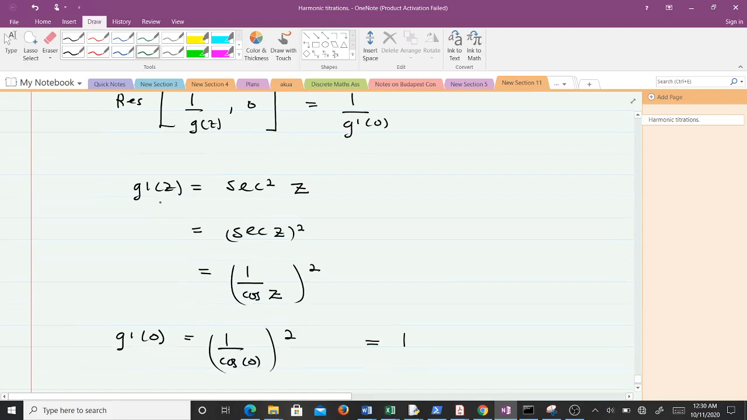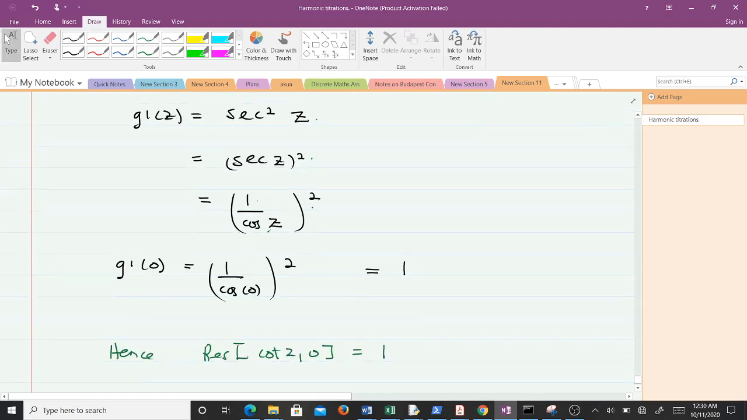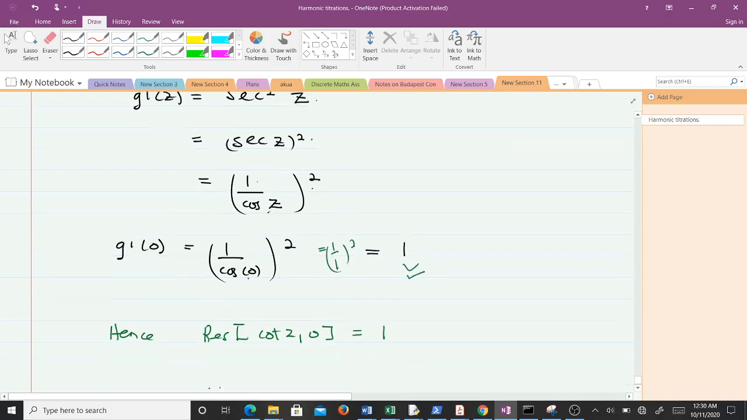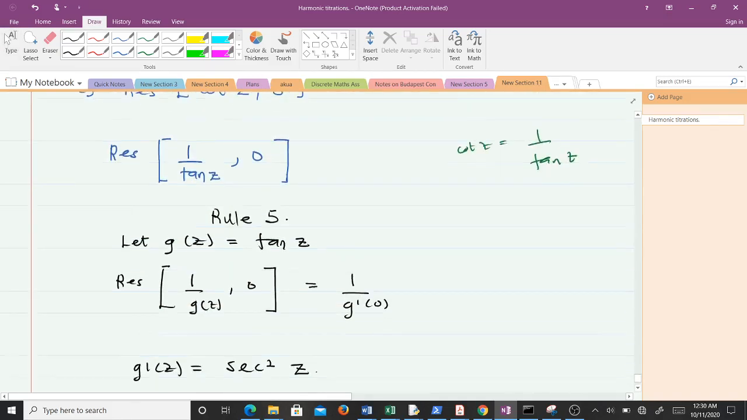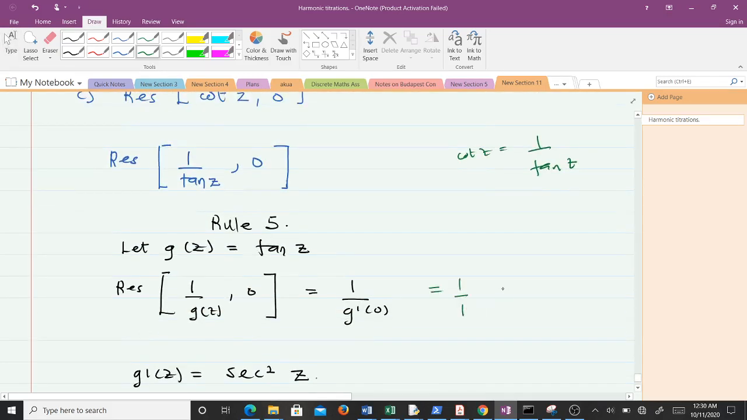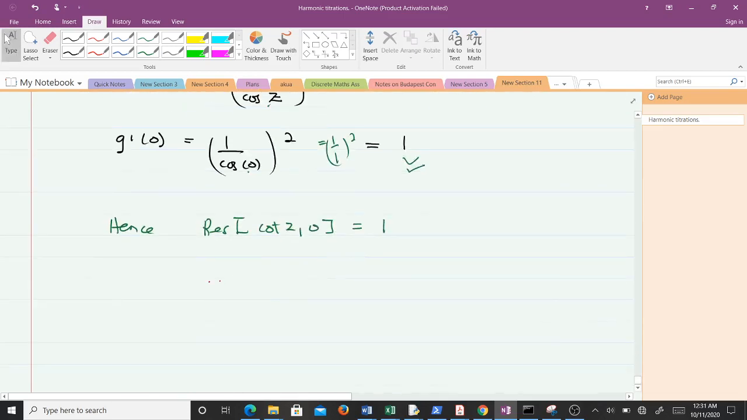So when you find the derivative of our g of z, that's tan z, you're going to get sec squared z. And sec squared z is the same as sec z all squared. And sec z is the same as 1 over cos z all squared. So when you put in the 0, then you get 1 over cos 0 all squared. But cos 0 is 1, so you're going to get 1 over 1 all squared, which is equal to 1. So meaning the residue of cos z at 0 is 1.